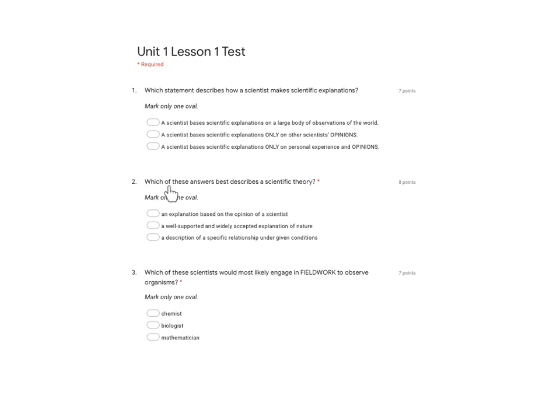Number 2. Which of these answers best describes a scientific theory? An explanation based on the opinion of a scientist. A well-supported and widely accepted explanation of nature. Description of a specific relationship under given conditions. Number 3. Which of these scientists would most likely engage in field work to observe organisms? Chemist, biologist, mathematician.